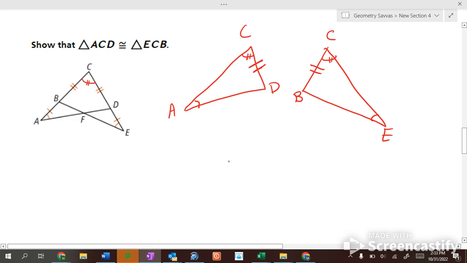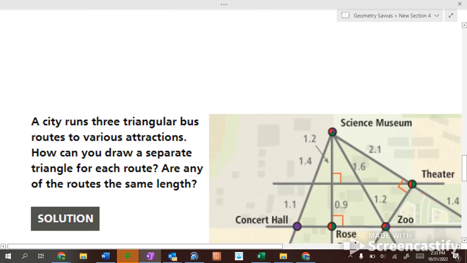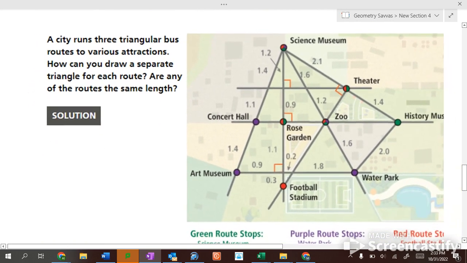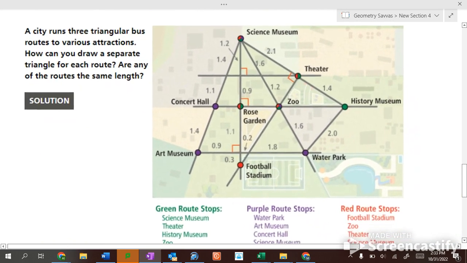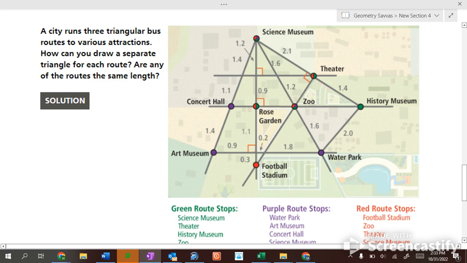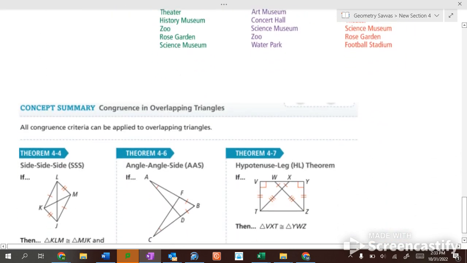Are these 2 triangles congruent? By what? Not angle side angle. What do you think? Abby Jones, what do you think? Angle side. Exactly. Angle side. All right. We're going to skip over this one. It's kind of neat, but I don't think so.